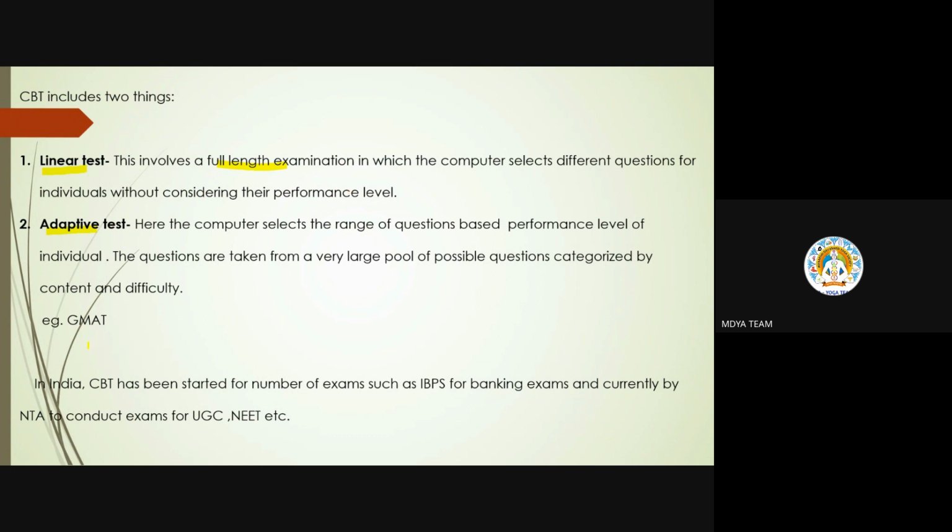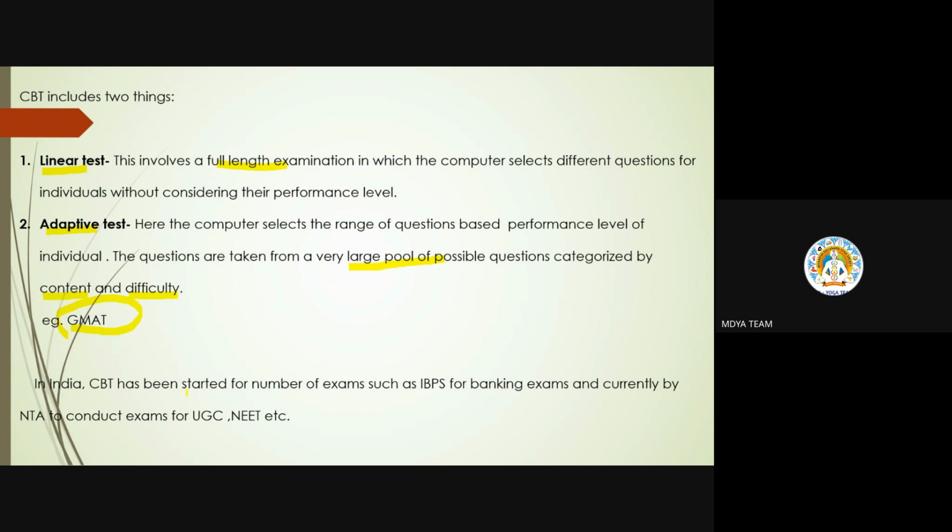You are not familiar with this test because you haven't attempted this exam. This type of test you will see in the GMAT exam. In that, questions are taken from a very large pool of possible questions categorized by content and difficulty. The questions are categorized on the basis of difficulty level: low, moderate, high. The paper is not fixed. The computer will give you the questions according to your performance in the test. So this is the adaptive test.